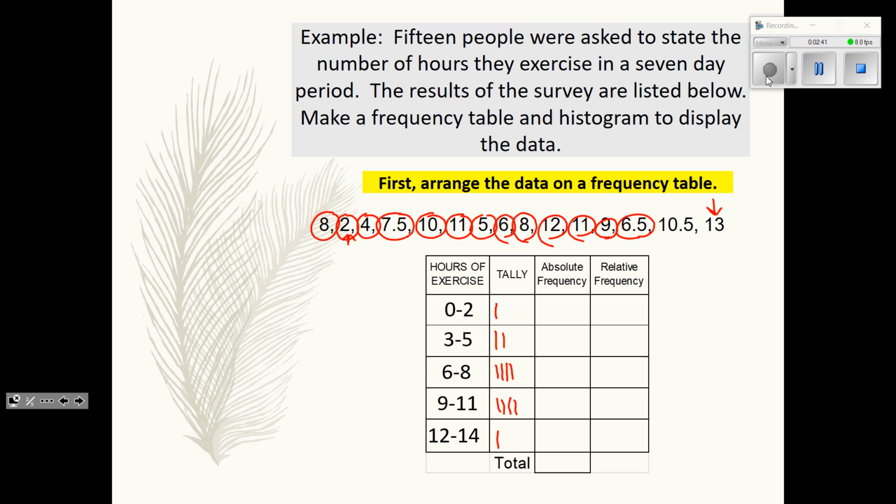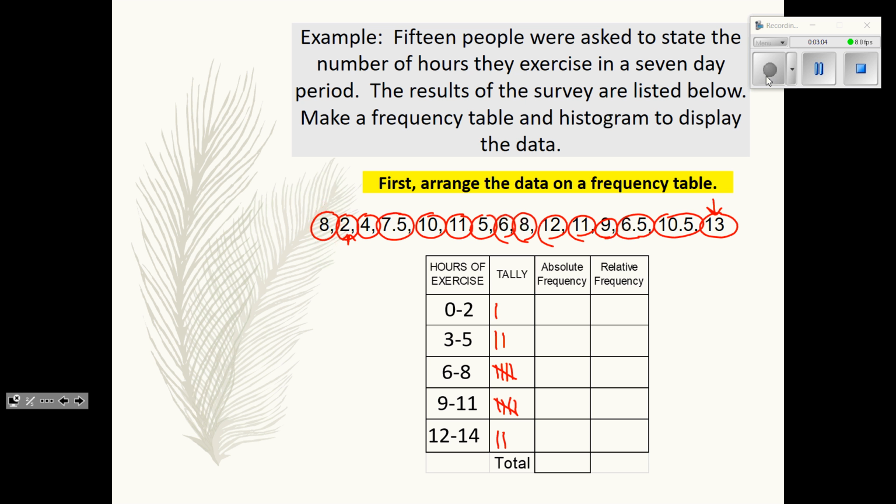6.5. Now when you're making tally marks, if you don't know this, every fifth one you go across. So we already have 4 marks on 6 to 8, and the fifth one you do this and you make bundles of 5. So there's our fifth one. And then 10.5 is 9 to 11. Again, I'm going to go across like that to make a bundle of 5. And then 13, which is down in the bottom.